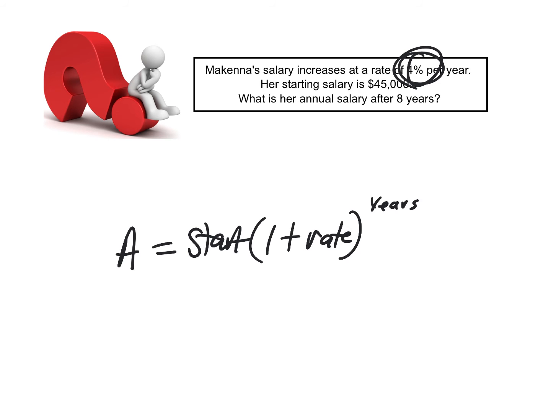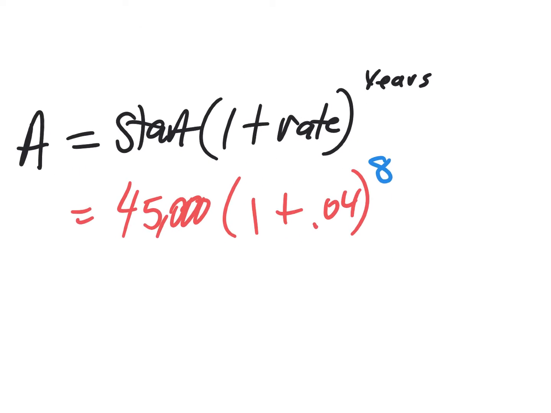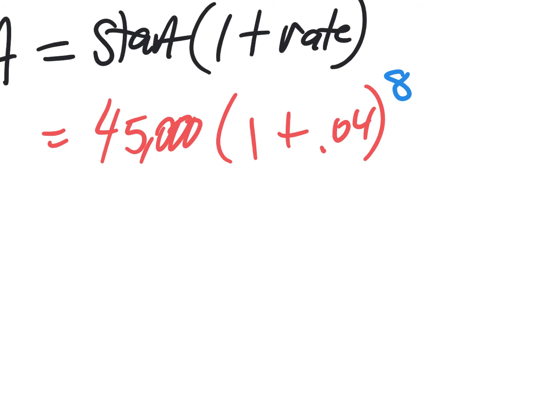So this one's starting amount is $45,000. One plus the rate. Cole, what's the rate? It says it right in the problem. 4%. Okay, 0.04. To the years. Problem says the years. I know you have it written down right. Where do I put it? Yep, that's it. Now, you just have to type that into your calculator.